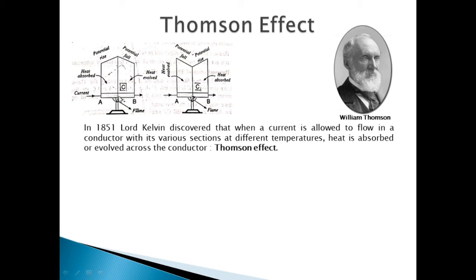Now what happens when current passes through this particular section? Here the current is passing from the high potential area to the low potential area, so it doesn't require that much energy. The excess energy is liberated in this section. The result is that this portion will get heated up. So this is the phenomenon Thomson effect.